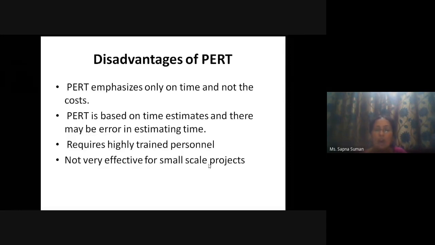ओके, और जनरली जो बड़ी परियोजनाएं होती हैं वो गवर्नमेंट के द्वारा शुरू की जाती हैं. ओके, स्कूल्स में जो भी परियोजनाएं होती हैं वो जनरली स्मॉल स्केल प्रोजेक्ट्स होते हैं. So therefore this particular technique is not very effective for small scale projects which we have in schools. Okay, so this is also one of the limitations. So with this we complete the PERT technique.